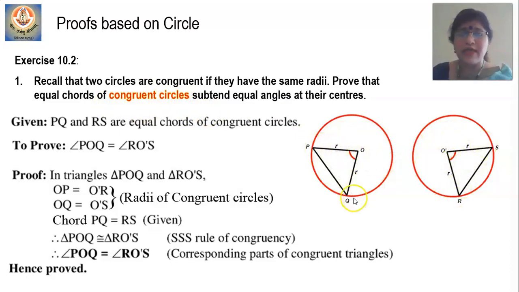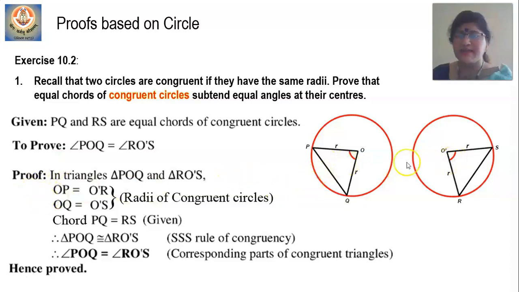But what do these chords do? These chords subtend angle at the center. Are they not forming angle at the center? Look here, angle POQ and angle SOR. They are forming angles at the center. You have to prove that these angles formed at the center are equal. So you have to prove angle POQ is congruent to angle ROS. I have named the first circle as the circle with center O, and the second circle is having center O dash.